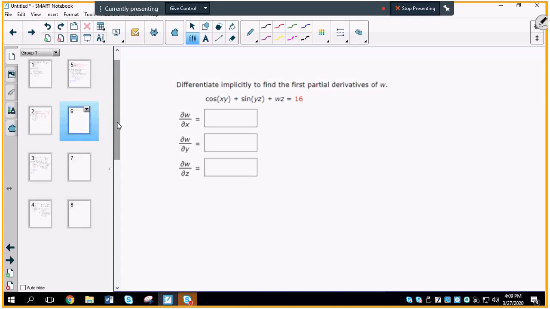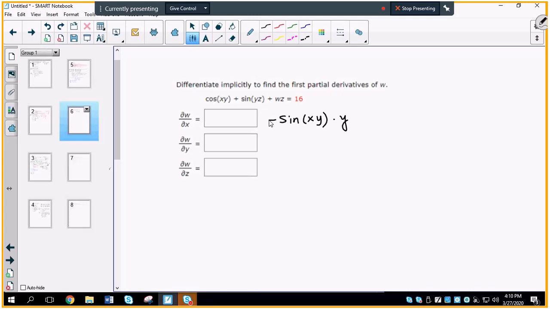So we will start deriving both sides with respect to x for finding del w del x. The derivative of cosine xy is minus sine of xy, then you do the derivative of the inside. Just don't forget to do the partial derivative, which is just going to be times y. xy's derivative with respect to x is y.